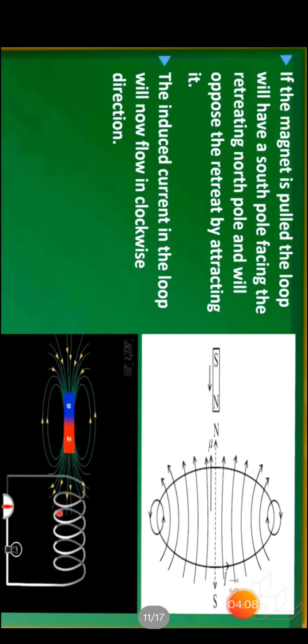If the magnet is pulled away, the loop will have a south pole facing the retreating north pole and will oppose the retreat by attracting it. The induced current in the loop will now flow in the clockwise direction. It is as shown in the figure.